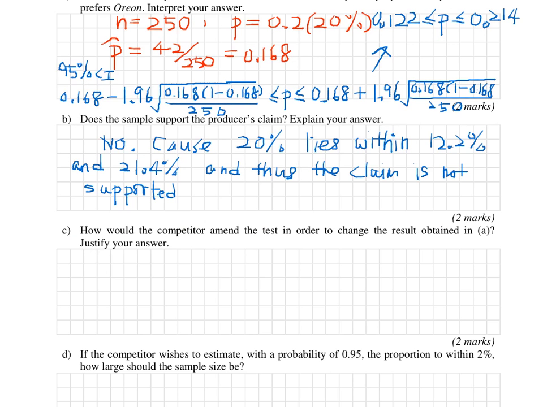So then, does the sample conducted by the competitor support the producer's claim? The company Orion says that more than 20% of people like their product. Then the simple answer is no, because 20% lies within the confidence interval, and so the claim is not supported, and we can't say that the claim by the producer is correct.